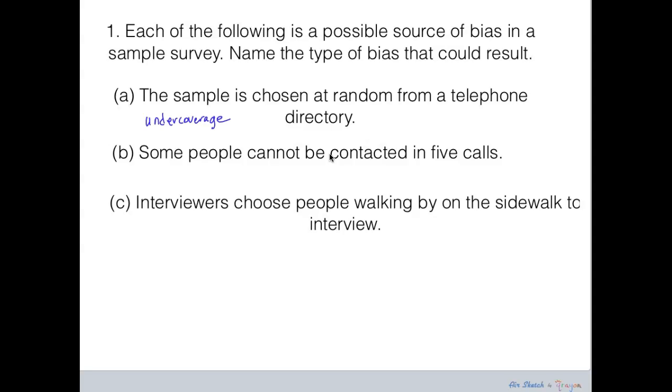All right, let's finish this up. Some people cannot be contacted in 5 calls. So yeah, oftentimes when they're trying to survey people, they'll try and contact them multiple times to reduce the non-response rate. But if they can't contact them in 5 calls, they'll just call it a loss. But that would be non-response.